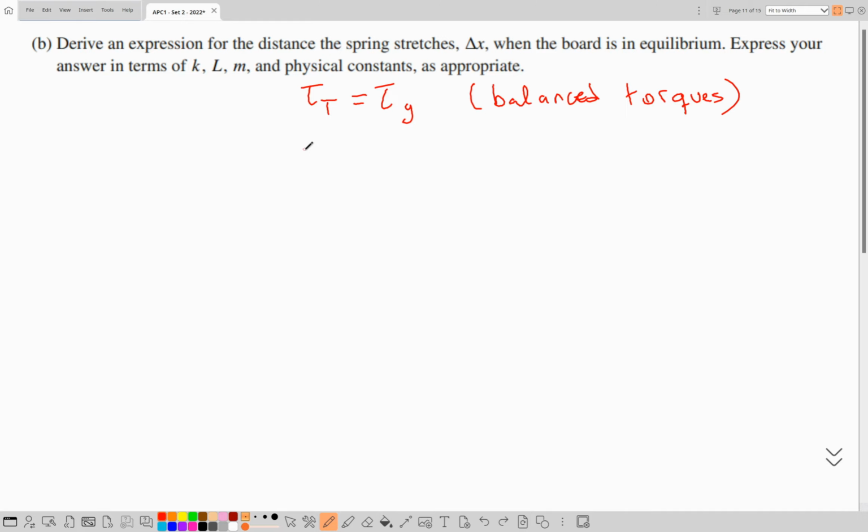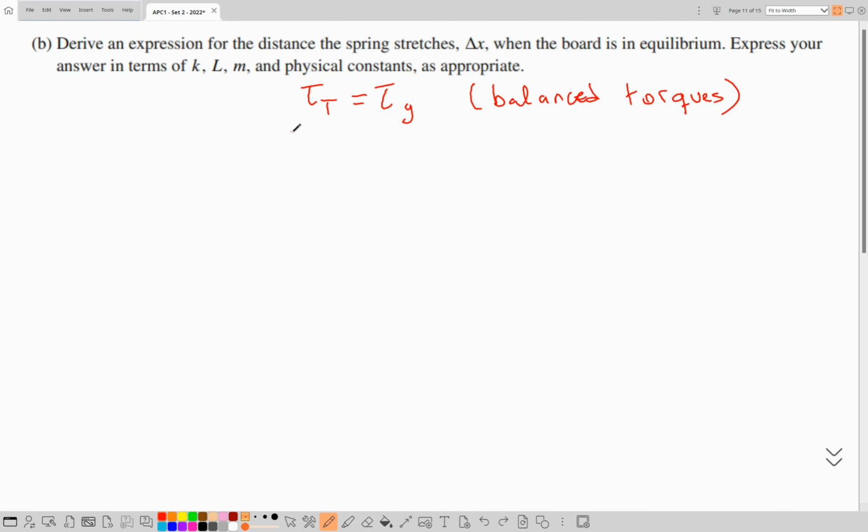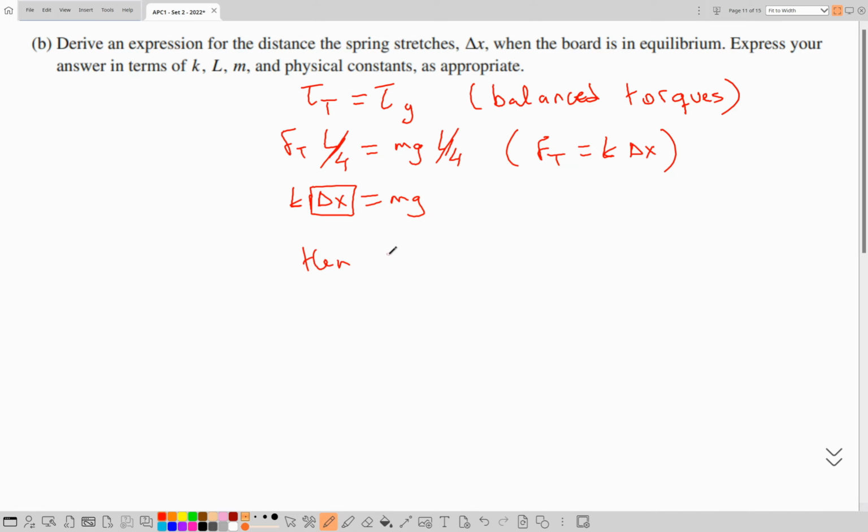So let me say the force of the tension multiplied by L over 4 should be equal to Mg multiplied by L over 4. Now L over 4 cancels, and the tension force would be equal to K multiplied by delta x, and this is given by Hooke's law. Then K delta x equals Mg, and we're interested in determining delta x. Then in this case, delta x is simply given by the ratio Mg divided by K.